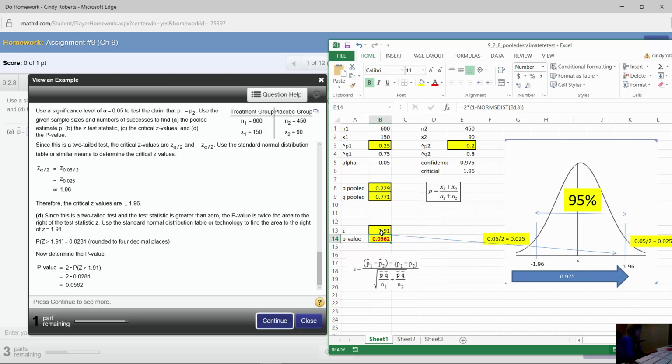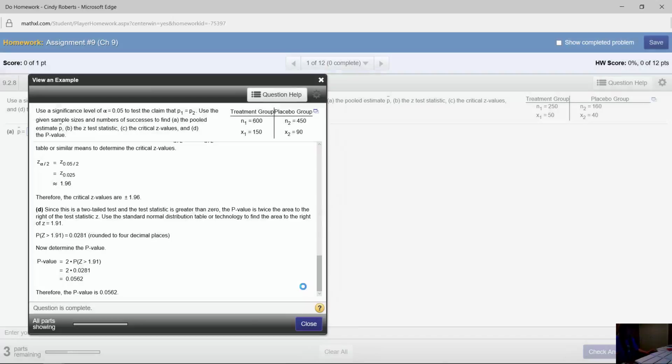So if you notice, if I just use the Z, 1.91 did not fall in the critical region, right? It's not to the right of 1.96. Also, I compare the p-value with my alpha, and if my p-value is greater than my alpha, I do not reject. So looking at either one, you wouldn't reject. And so that gets us through this one problem.